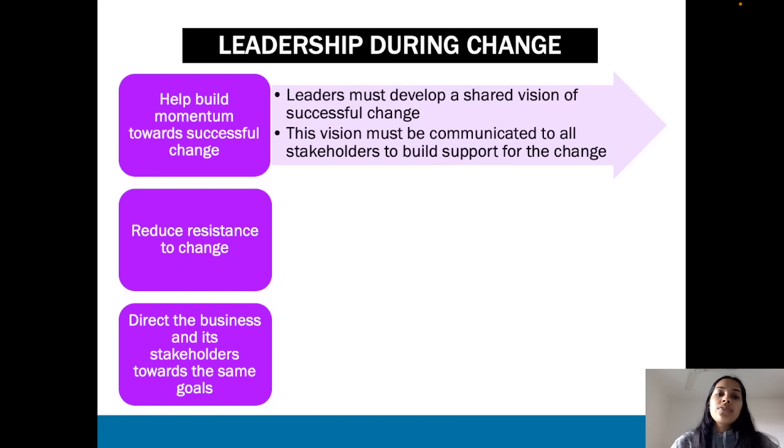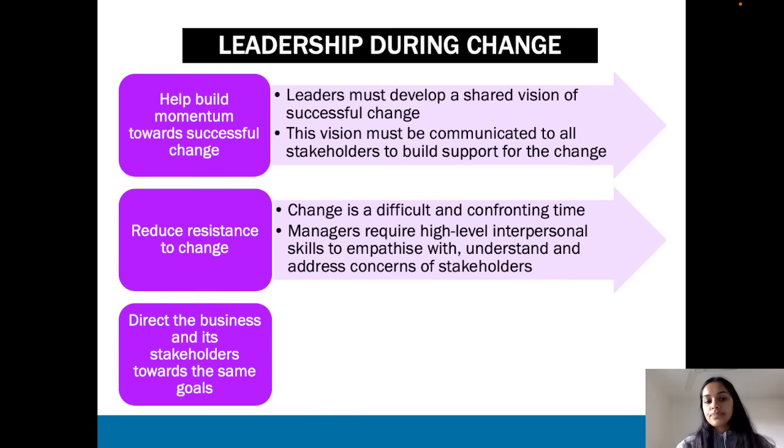And so this looks at leaders building a shared vision of the successful change and really communicating that shared vision to stakeholders so that everyone's on the same page, they're working towards the same goal, and therefore there's that support for change as well. So it's really about building that momentum so that change is more likely to be successful. So that's one key role of a leader during change management.